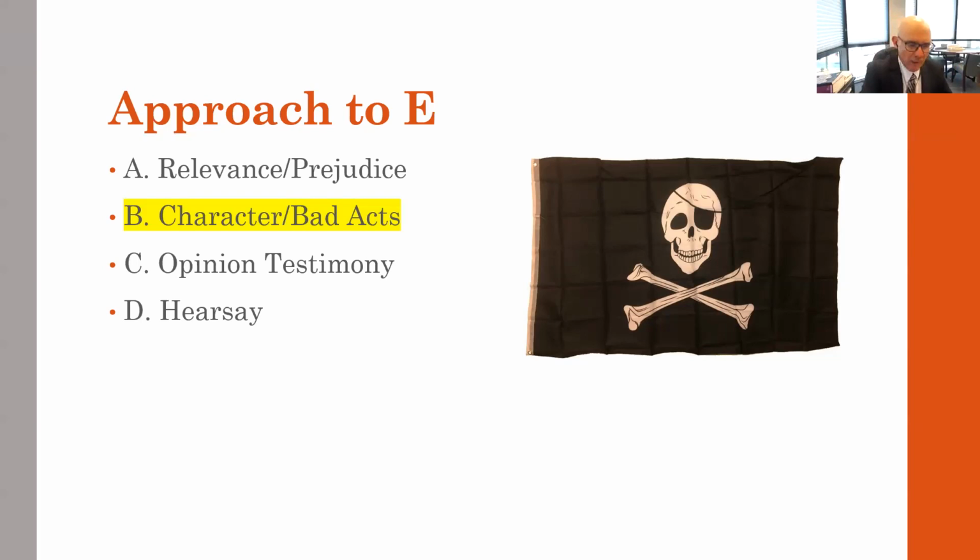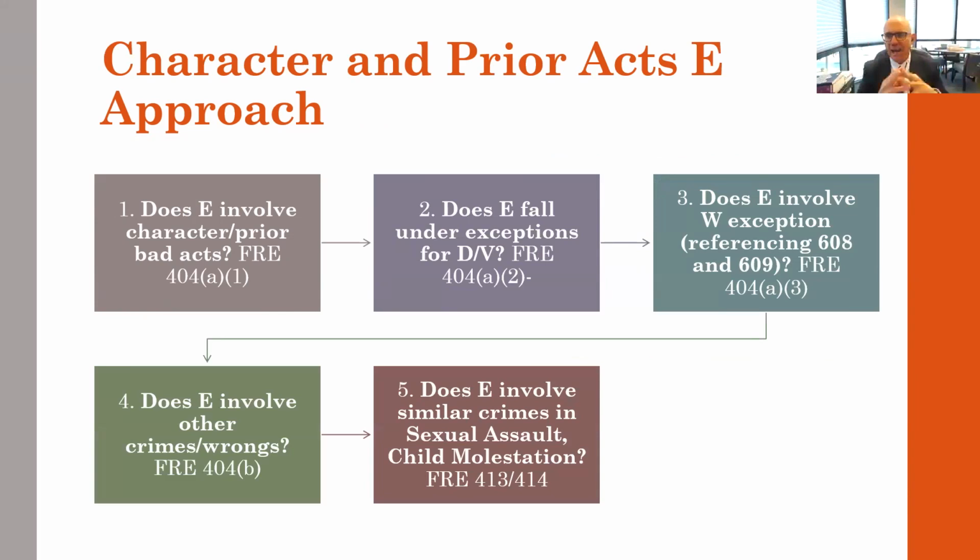And of course, in those presentations, I go into character at significantly more depth than I'm going to be able to do today. However, let's go ahead and look at a framework of how to tackle character. So first of all, we start with: does the evidence actually involve character, or does it involve prior bad acts? If it does, then does the evidence fall under one of the exceptions under the rules for the defendant or the victim? We'll talk about that in just a moment.